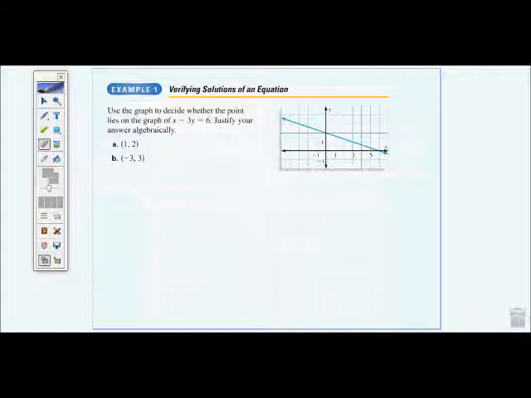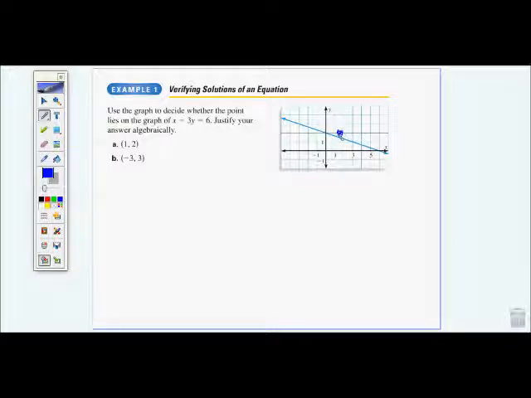So use a graph to decide whether the point lies on the graph of x plus 3y equals 6 and justify your answer algebraically. In example 1, we're going to look at (1, 2). When I look at the point (1, 2), I'm going to go over 1 and up 2, and I'll make my point there. Looks like I'm on the eraser, that's why I'm not getting anything. Okay, over 1, up 2, and there is my point.